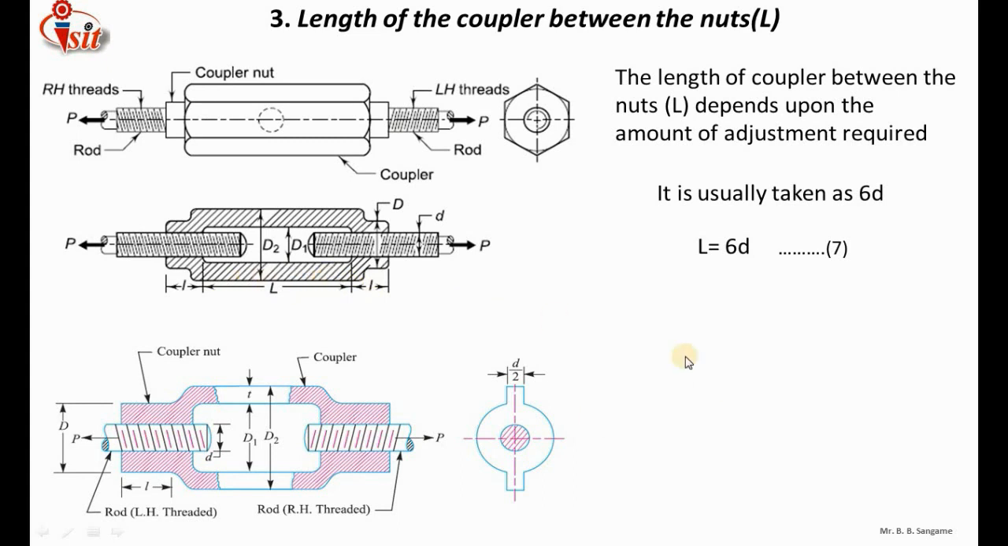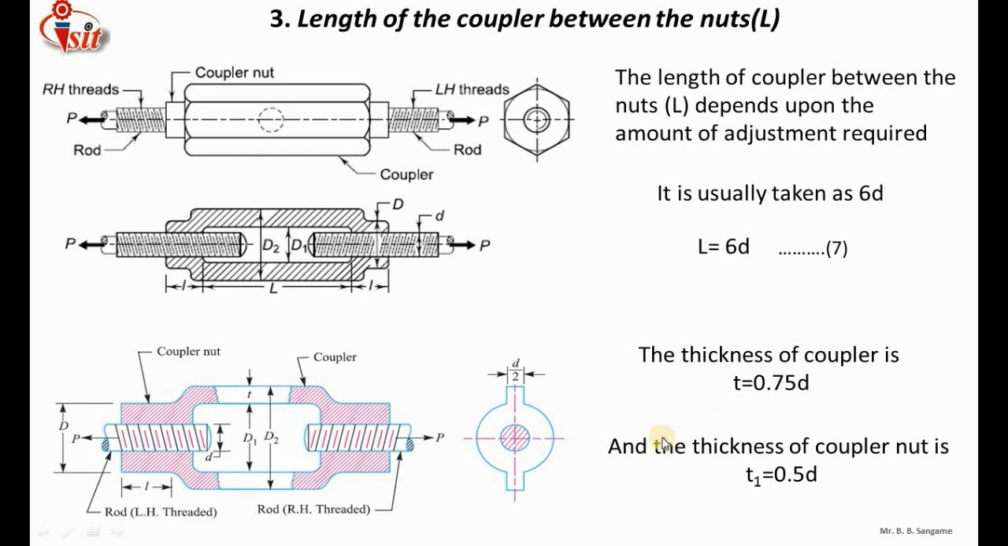Next is the thickness of coupler. The thickness of coupler is T. Here you can see that it is the difference between D2 and D1. This thickness can be taken as 0.75 d, that is 0.75 into the nominal diameter of rod.